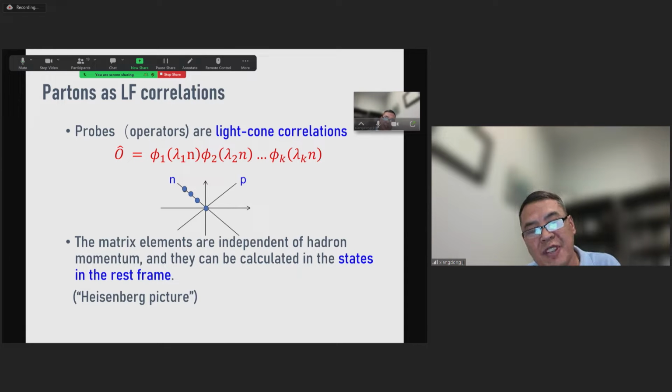Now, the beauty of this formulation, that is the parton physics in terms of light-cone correlations, is that it's independent of hadron momentum. It can be calculated in any hadron momentum state. In particular, it can be calculated in the rest frame. And that's the beauty of either light-front quantization or light-cone correlation functions.